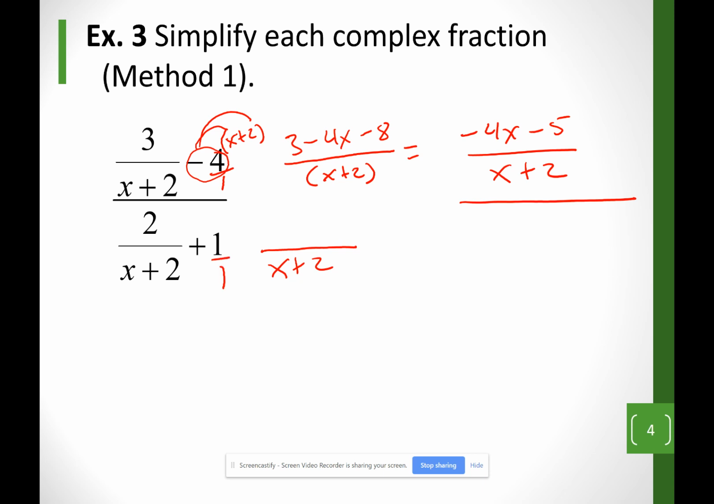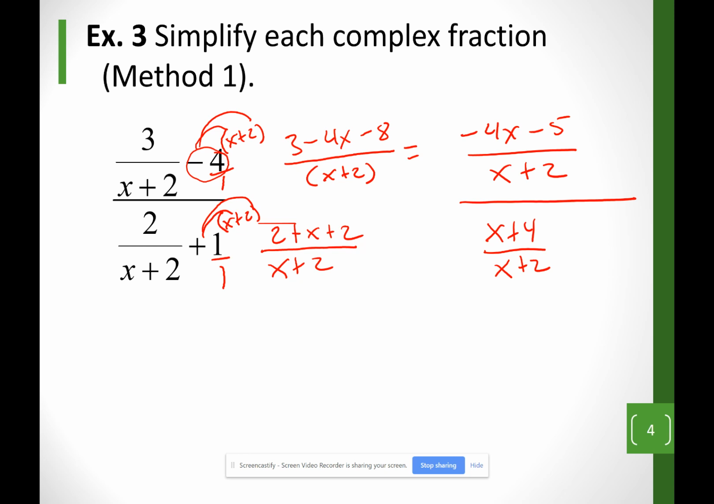I'm not doing anything to my first fraction, so I'm leaving the 2 alone. The second fraction, I'm going to multiply it by x plus 2. So I'm going to have 2 plus x plus 2. I distribute this 1. So I'm going to call this x plus 4 over x plus 2.